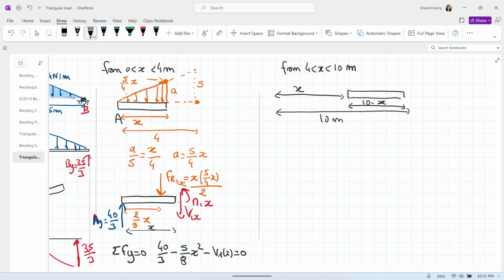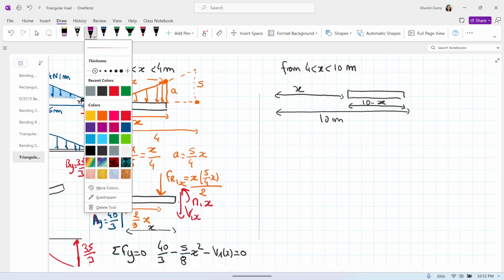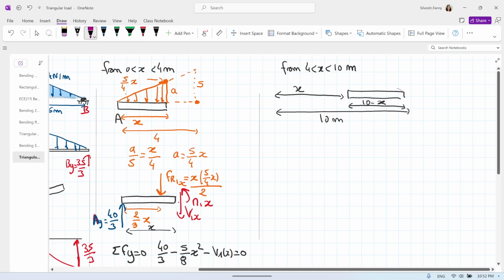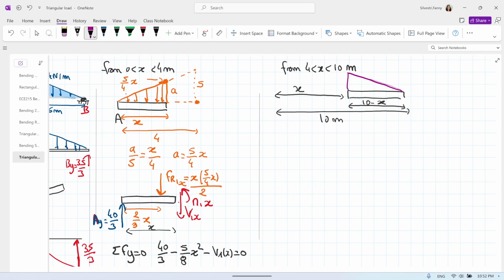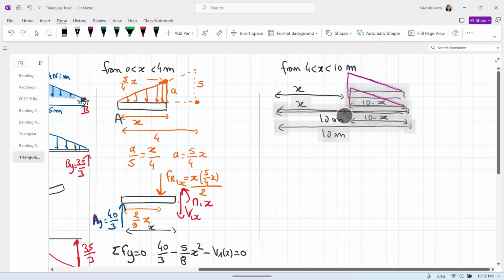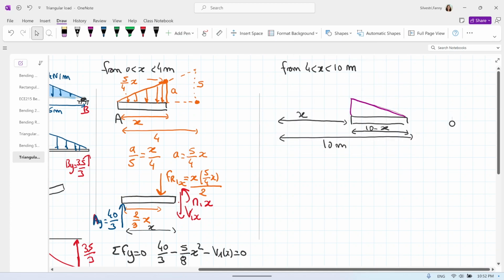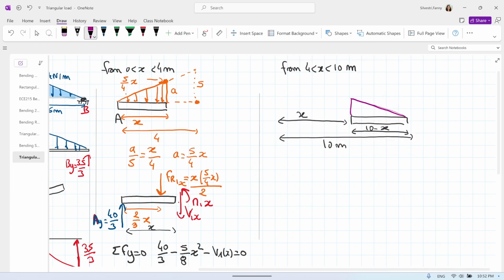Which color do we want? Let me do my color in purple, like this. Oops, I need it way bigger, the same size. Here we go. Oops, I need a bit more space. Here we go. So the question is, we know the length of that triangle, okay? But what is F max here? We need to find this F max.